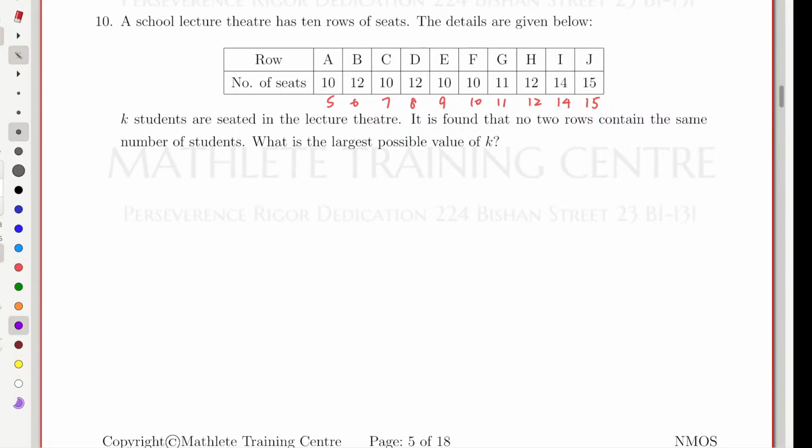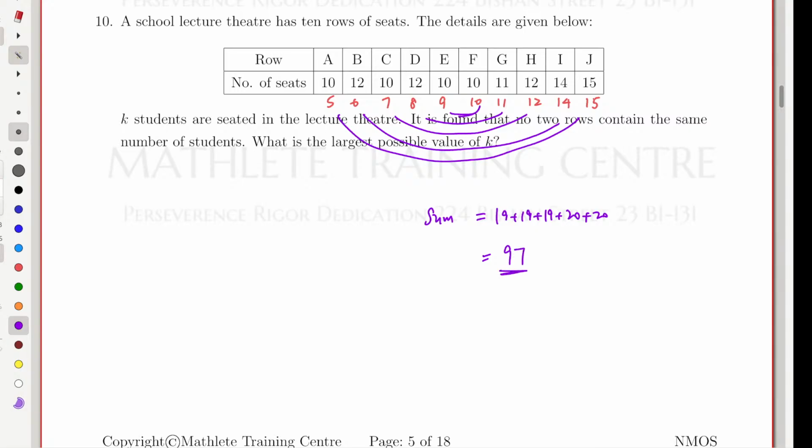In that case, what's the number of students? Well, the sum is equal to 19 plus 19 plus 19 plus 20 plus 20. So that's going to be equal to 97. That is the answer.